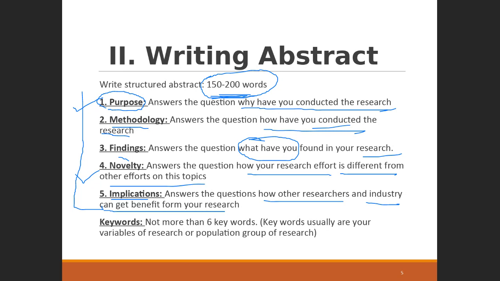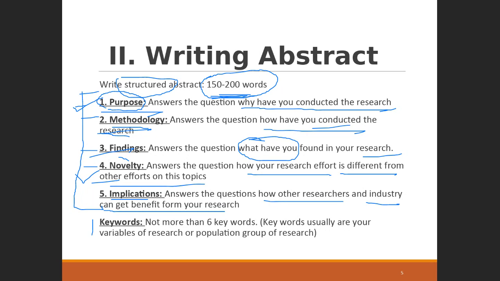Your abstract should have these sections. That is why we call it a structured abstract. An unstructured abstract is one which does not have these sections and is written in the form of a paragraph. So you should have these sections, and this is called a structured abstract, and the limit is 150 to 200 words. Please do not cross this limit.